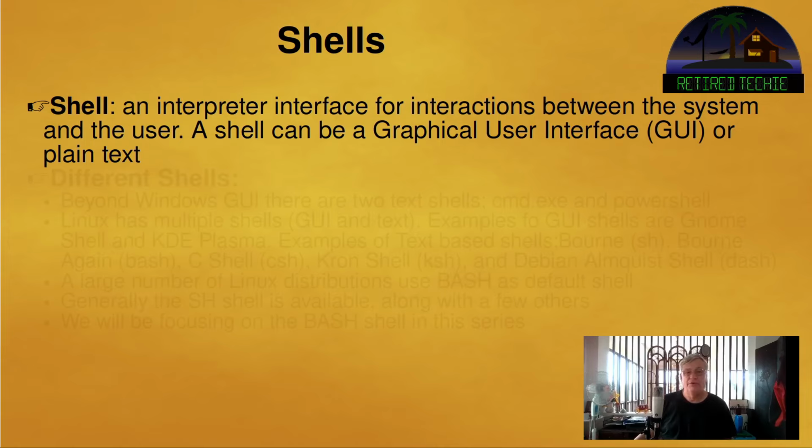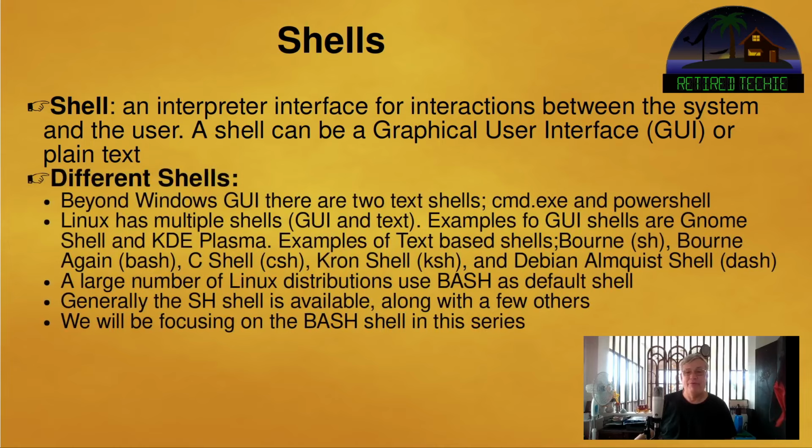So let's take a look at different shells real quick. You may not be aware of it, but there are actually, if you're using Windows, 3 shells. There's the Windows GUI, which is one shell, then you have the command shell, and then you have the PowerShell. So yeah, Windows has 3 shells that you can use. Linux has multiple shells also, way more than Windows, both GUI and text. Examples of a GUI shell are GNOME shell and KDE Plasma. They say the KDE desktop, but Plasma is the environment it runs in, or its shell, and GNOME runs in the GNOME shell.